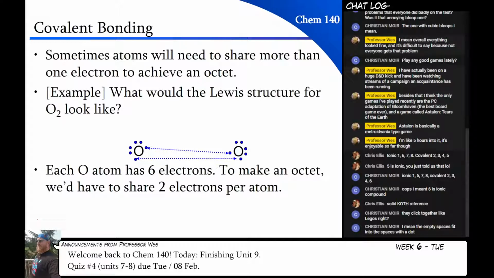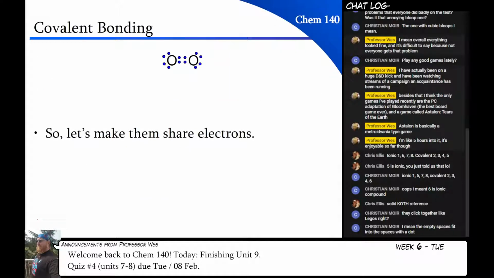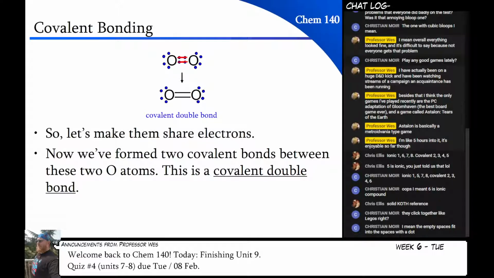We'll just do this. There's our shares. And so we're going to share those. That's going to look like this. And then, for each instance of a pair of electrons, I'm going to replace it with a line. And that's going to look like that. All right. So this would be a double bond.